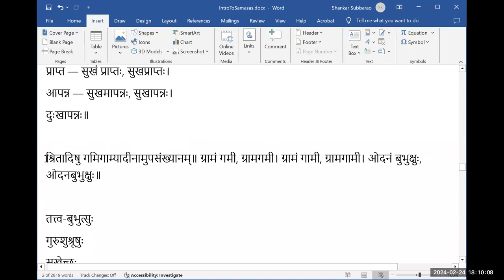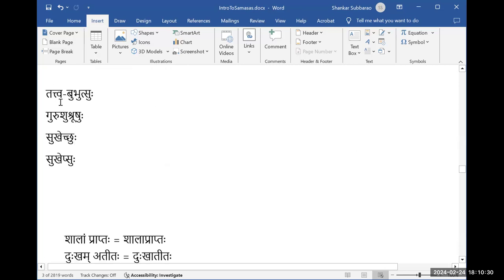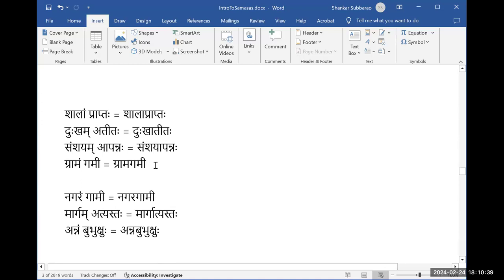So this is what the sutra said, Shritadishu Gami Gamyadinam Upasankhyanam. And for that, they gave a few examples. And for this, he did not even say Upasankhyanam, he just gave examples. That was the reason for confusion. And I said, this is showing you more words which can fit in this compounding style. Okay. So we saw these examples. Tattva Bubhutsu, Guru Shushrushu, Sukhechu, Sukhepsu. All Dvitiya Tatpurusha compounds.